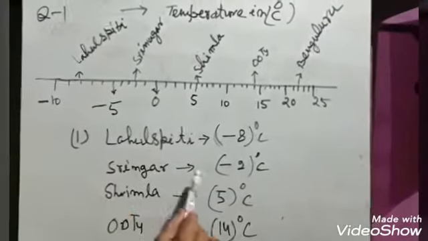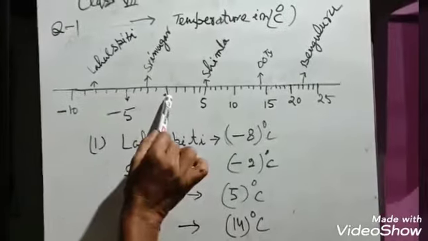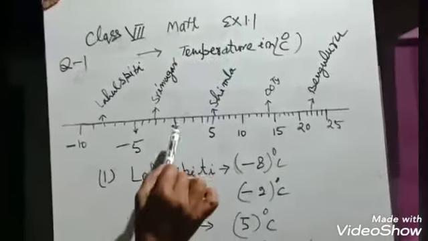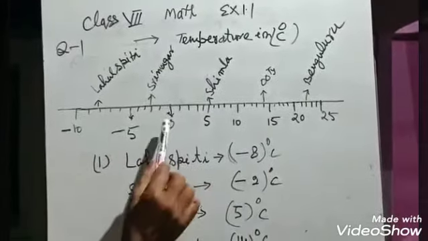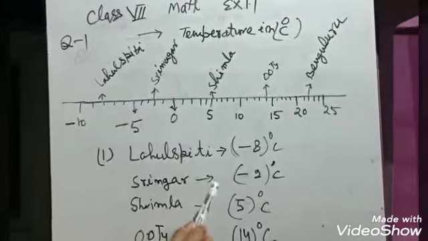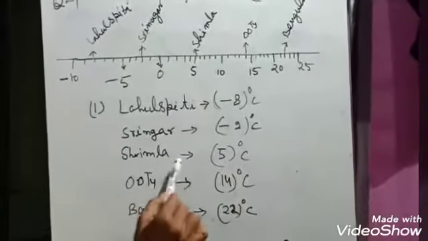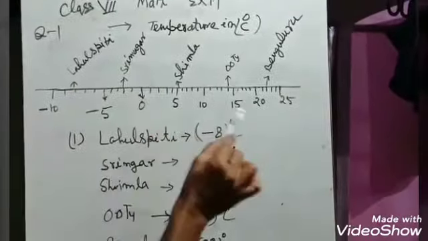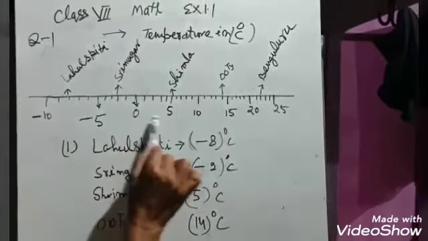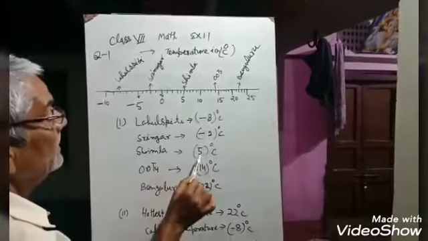Now the Srinagar temperature will be minus 2 degrees centigrade. This is just to the left of the 0. So these are the minus signs. So 1 degree is minus 1, here minus 2. Srinagar is minus 2 degrees centigrade. Then Shimla is 5 degrees. This is to the right of the 0. So these values are the positives. So Shimla temperature is 5 degrees.